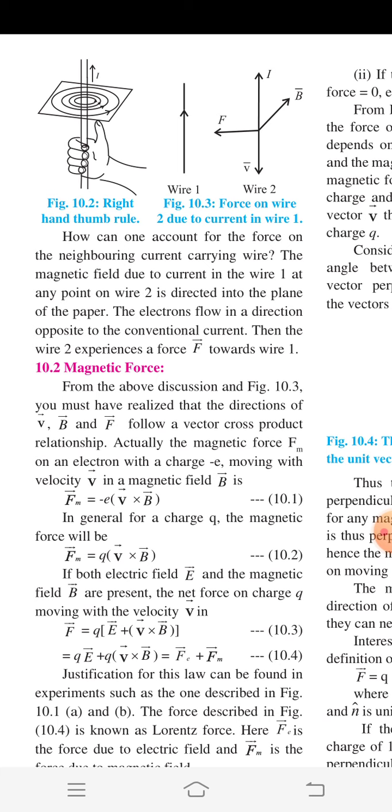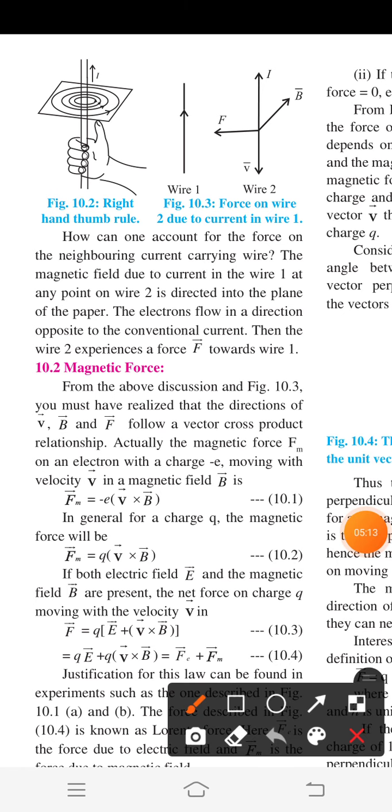In general, for a charge q, the magnetic force will be, जर आपण कन्सिडर केलं की चार्ज ऑन इलेक्ट्रॉन Q कन्सिडर केला इन प्लेस ऑफ मायनस ई, देन मॅग्नेटिक फोर्स विल बी Fm bar is equal to q into v bar cross B bar, equation number 10.2. If we consider charge on electron is q, then magnetic force will be Fm bar is equal to q into v bar cross B bar. That is the equation number 10.2.